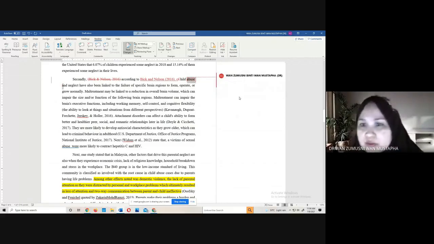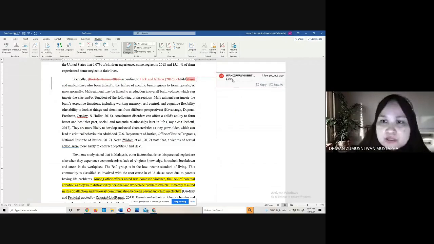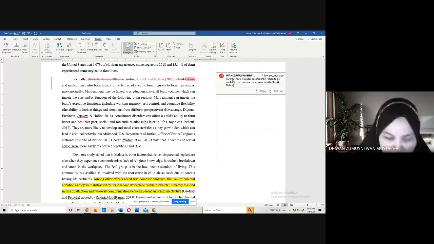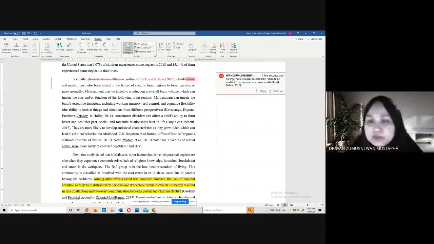Subhanallah. Parental neglect. Sebab balik kepada you punya topik sentence tu, dia kena balik pada topik. Parental neglect causes specific brain regions to be unable to form, operate or grow normally. So this baru you boleh masukkan macam ni, Dick and Nelson. Then you can do something like this. Then you can include the in-text citation in this form.